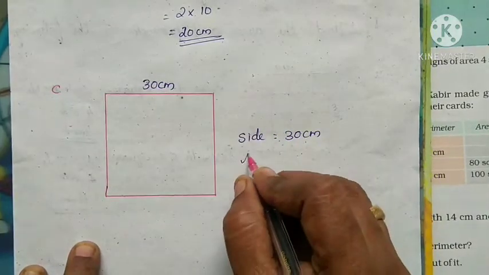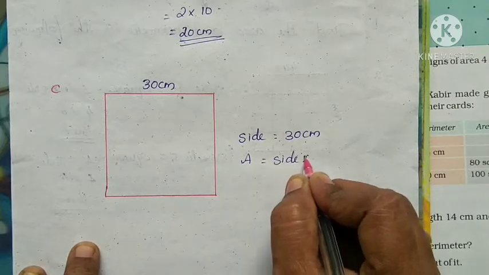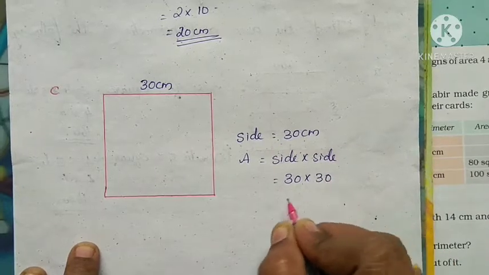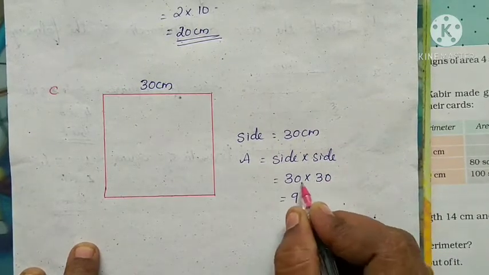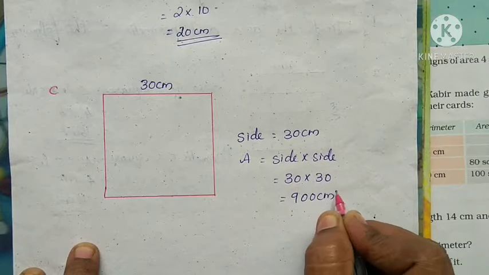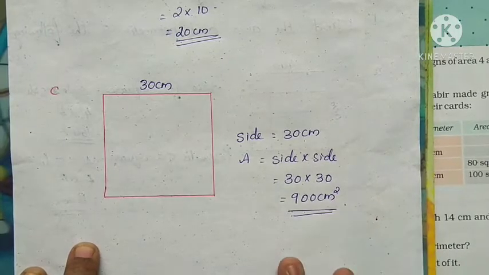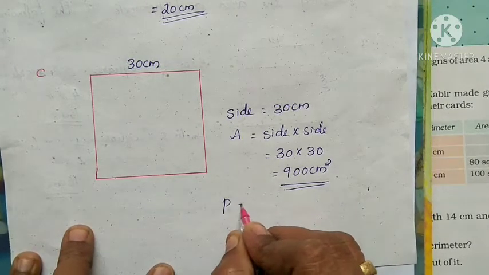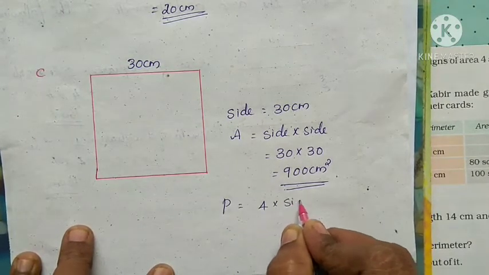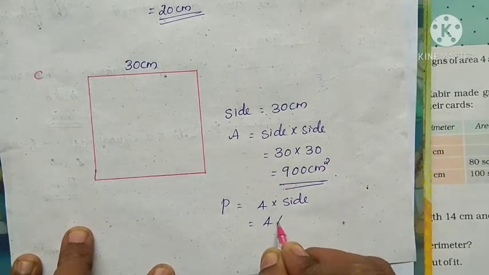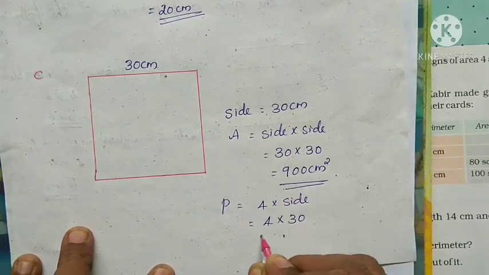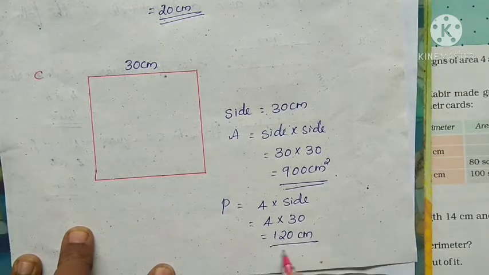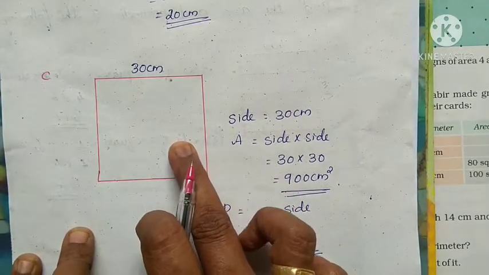Understand? So what is the area? Area is equal to side into side. That is equal to 30 into 30. 3 3s are 9. How many zeros? 2 zeros. So the area is equal to 900 centimeter square. Next we want to find out the perimeter. Perimeter is equal to 4 into side. That is equal to 4 into 30. 4 3s are 12, and 1 zero. 120 centimeter. That is the perimeter of this figure.